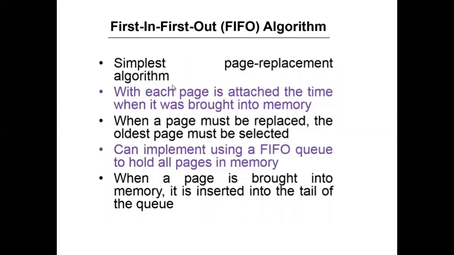Okay, so we try to understand the different algorithms. There are many algorithms, but in our study we'll try to understand three of them: first in first out, optimal page replacement, and least recently used page replacement. The simplest is the first in first out page replacement algorithm. So what do we mean by first in first out?